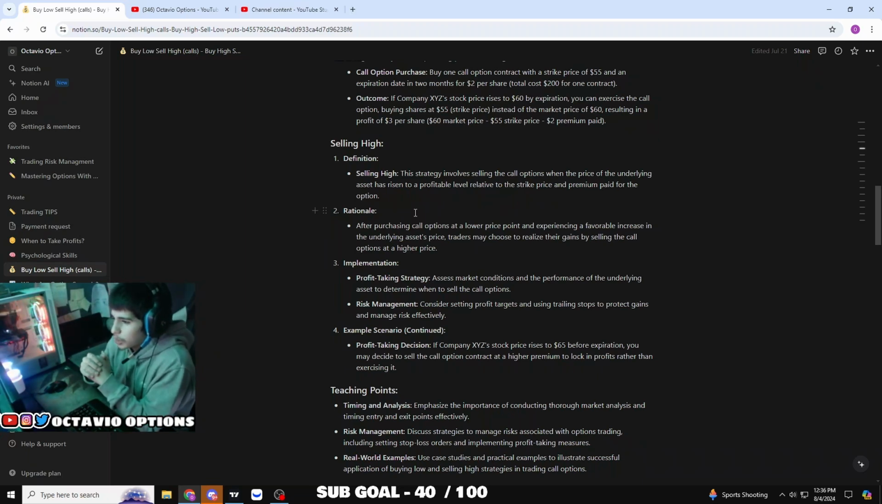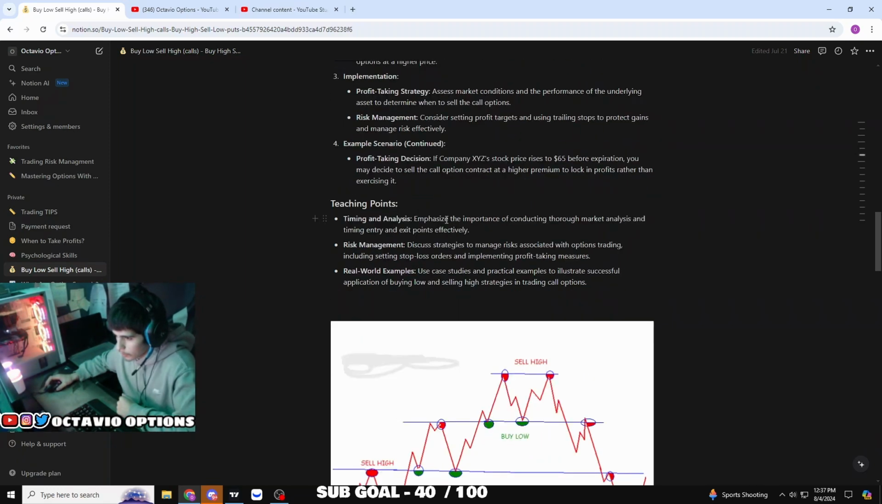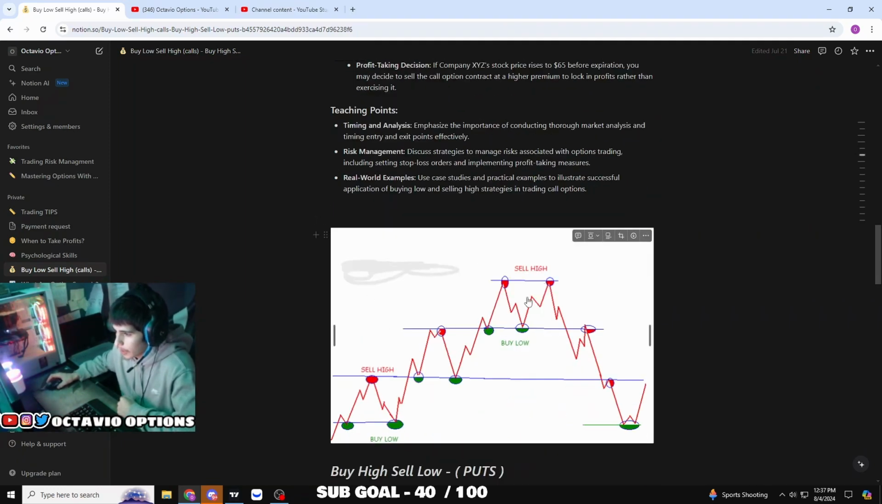Definition: selling at the high. The strategy involves selling the call option when the price of the underlying asset has risen to a profitable level relative to the strike price and premium paid for the option. Right, guys? So after purchasing a call option at a lower price point, expecting a favorable increase in the underlying asset to go higher, traders may choose to realize their gains by selling the call option at a higher price. That's you taking profit at those highs, guys. And this is kind of like an example right here that I put for y'all.